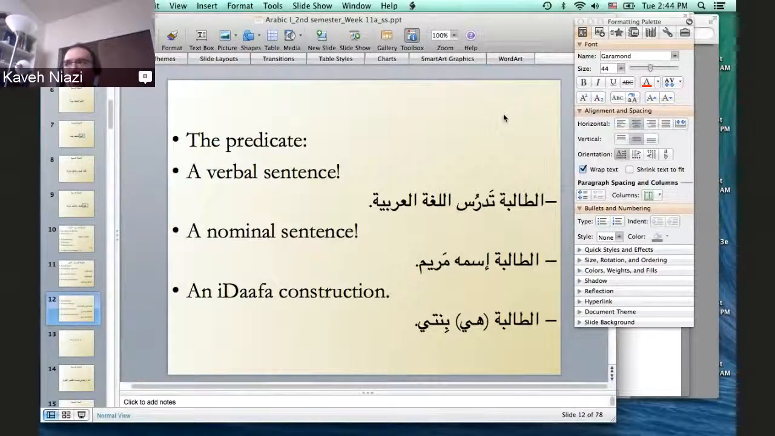Okay, so we've done all of these ismiya sentences. There's one thing we need to look at on Thursday, and then we'll look at the fe'liya, the verbal sentences, in a similar analysis.